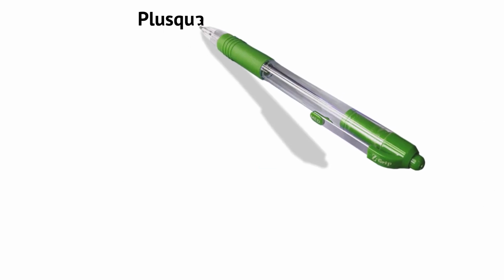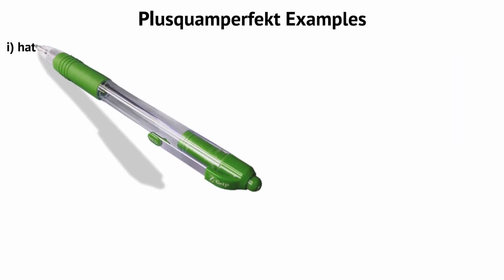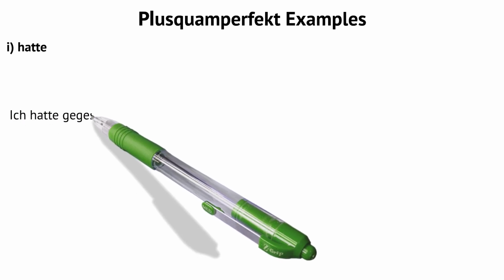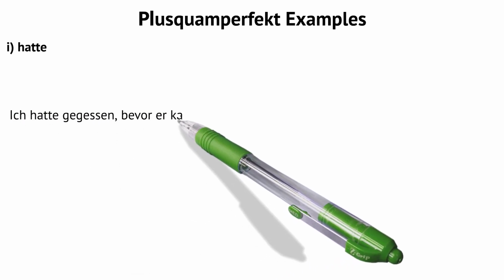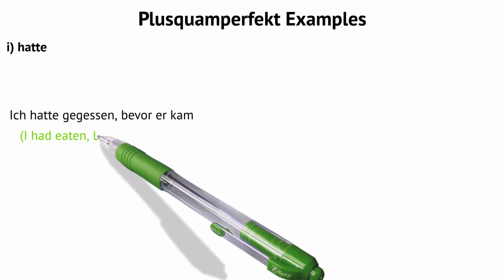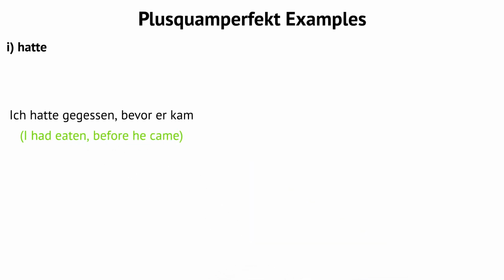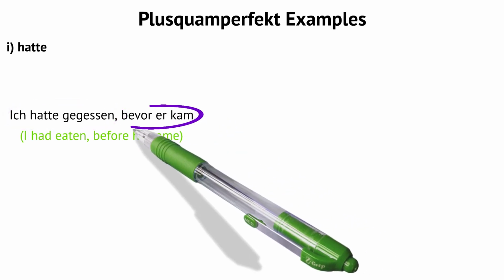We now look at a practical example sentence where the auxiliary verb hatte is used to form the Plusquamperfekt tense. The sentence, Ich hatte gegessen, bevor er kam, translates to I had eaten before he came. The part of the sentence in Plusquamperfekt, Ich hatte gegessen, is describing something which happened in the past, before another action which is also in the past.